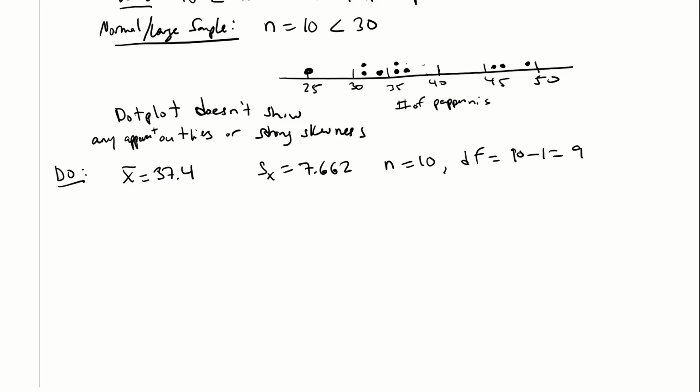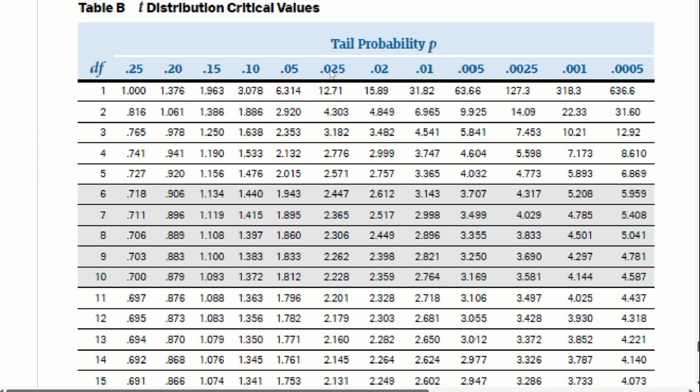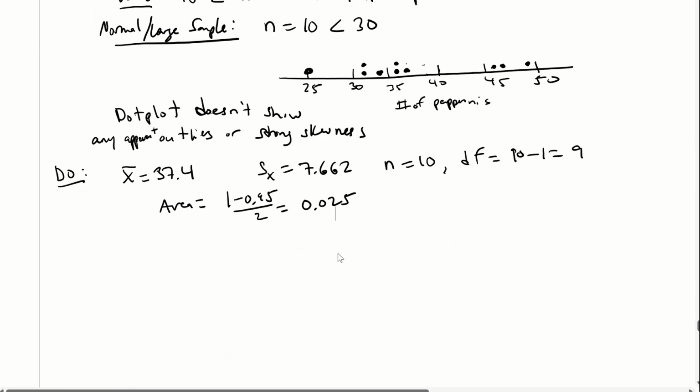So we need to calculate the t star, the t critical value. We can get this from the table. So df is 9, and then oh yeah, let's do the area. I forgot to do the area. So we are doing a 95% confidence interval. So we got 1 minus 0.95 divided by 2, which is 0.025. So 0.025 and df is 9. That's 2.262.